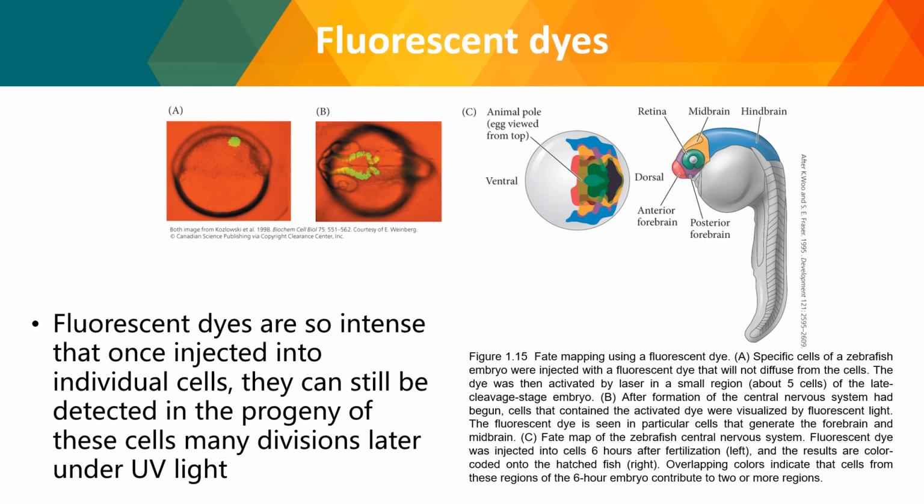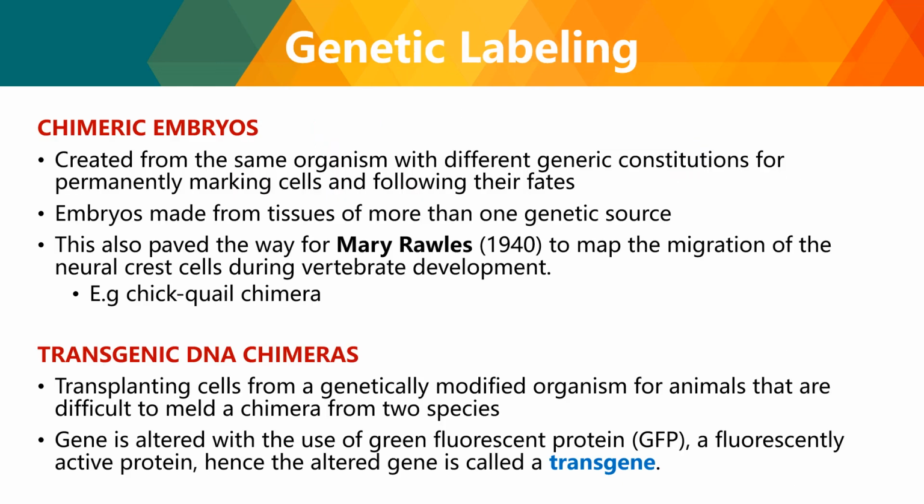So, if there will be overlapping colors, it will just indicate that the cells of those regions are working together to form those organs. Okay? Or to form different regions of the zebrafish. So, one way of permanently marking cells and following their fates is to create embryos in which the same organism contains cells with different genetic constitutions.